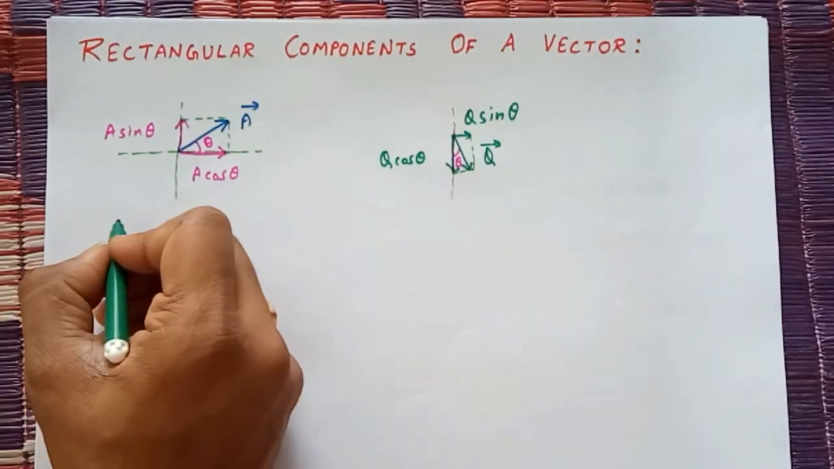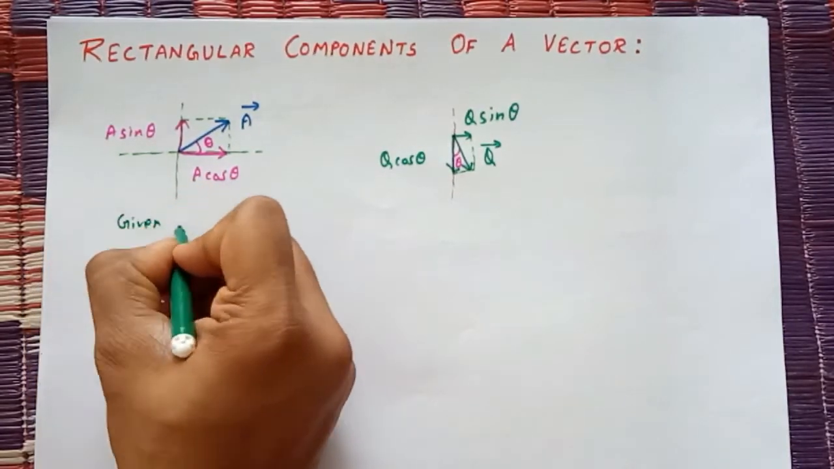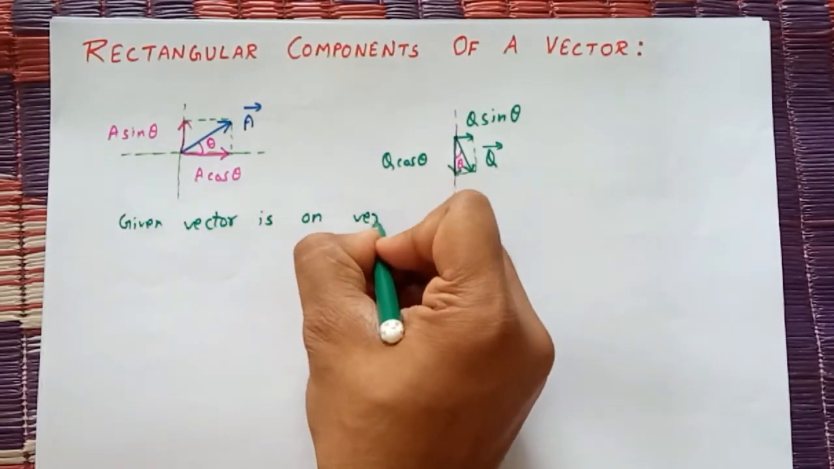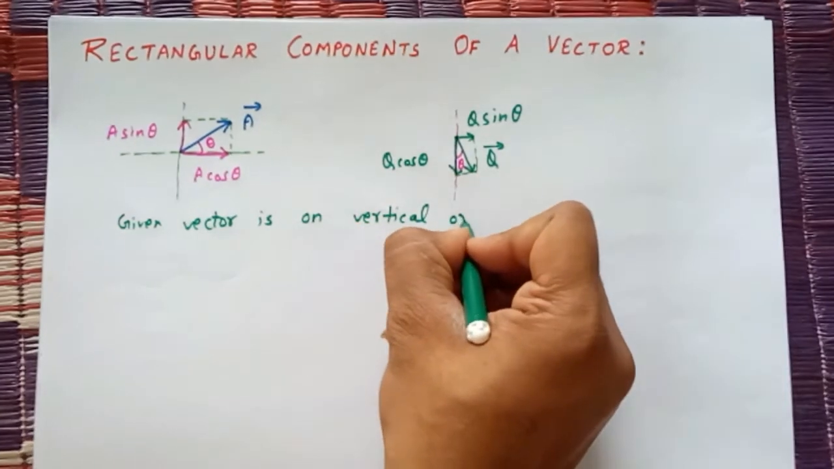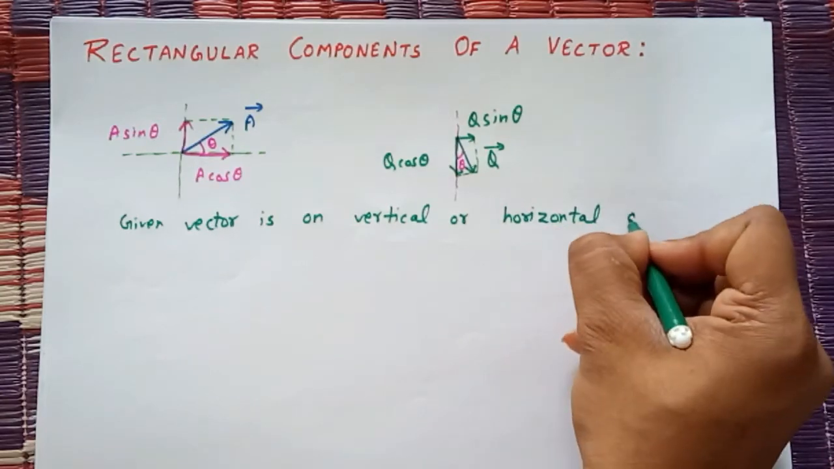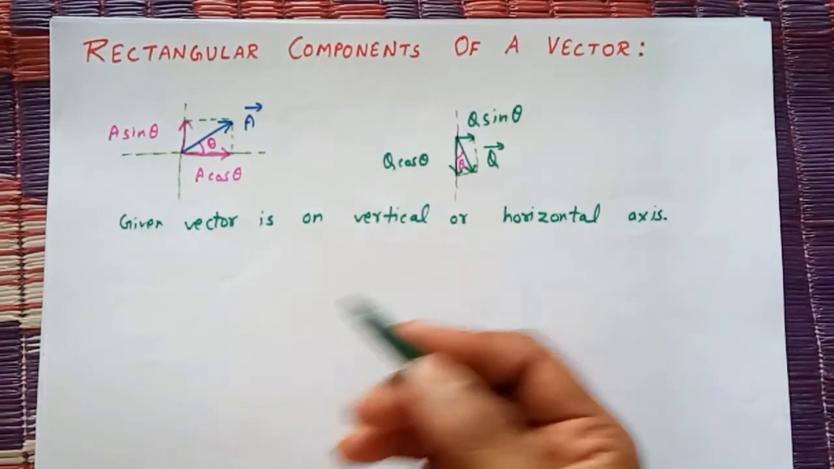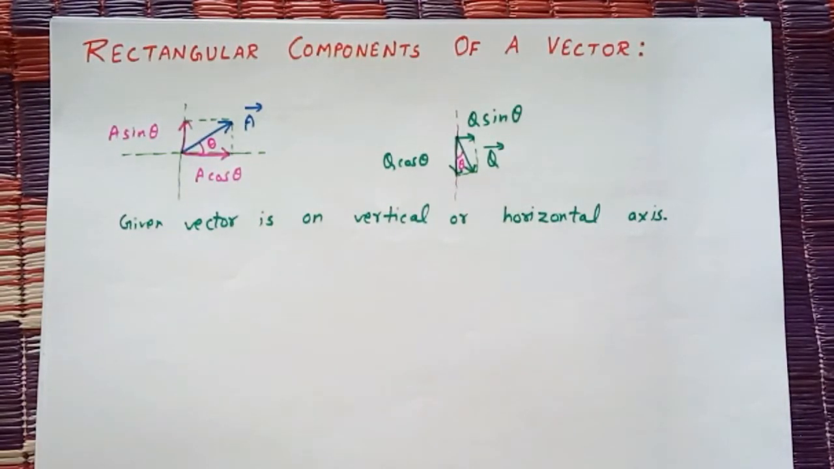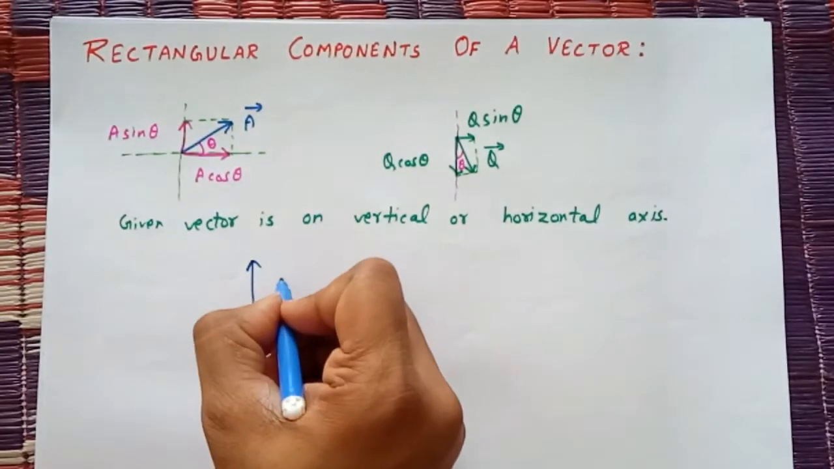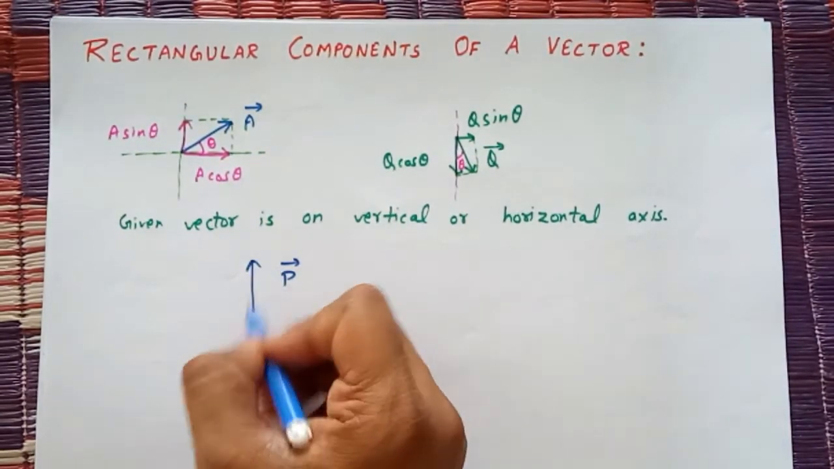We will never draw the rectangular components when the given vector is on the vertical or horizontal axis. If the given vector is on the vertical or horizontal axis, then we will not draw its components. Suppose this one is the p vector, then we will not draw its components because it is on the vertical line.